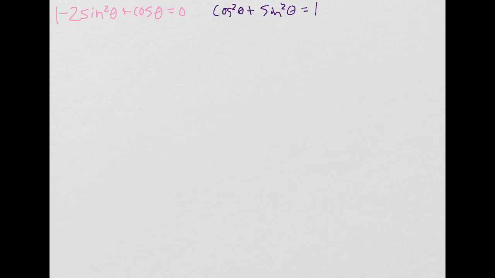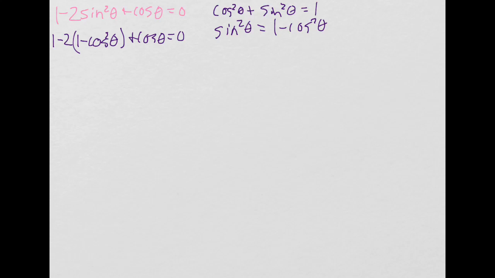Let's solve this for sine squared theta so then we can substitute in with cosine and have this entire function written only with one trig function. So to do that, just subtract cosine squared on both sides. Sine squared theta equals 1 minus cosine squared theta. And now we can substitute into our equation: 1 minus 2, substitute in for sine squared theta, 1 minus cosine squared theta, close your parentheses, plus cosine theta, still equals 0.